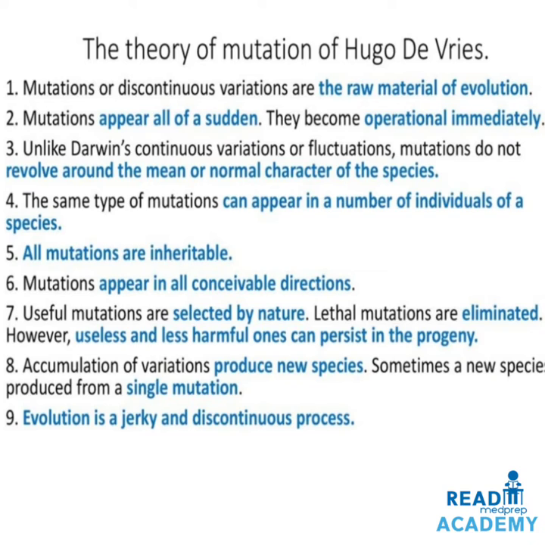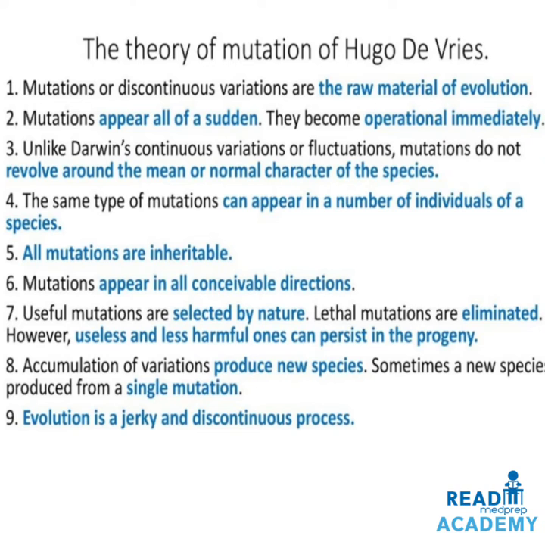All mutations are inheritable. Mutations appear in all conceivable directions. Useful mutations are selected by nature. Lethal mutations are eliminated. However, useless and less harmful ones can persist in the progeny. Accumulation of variations produces new species. Sometimes a new species is produced from a single mutation. Evolution is a jerky and discontinuous process.